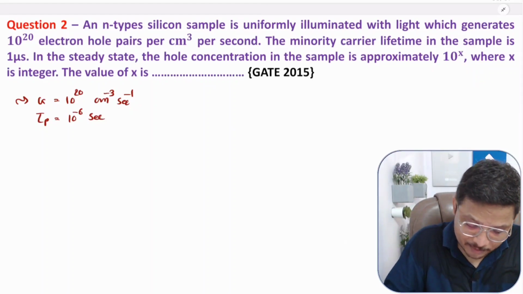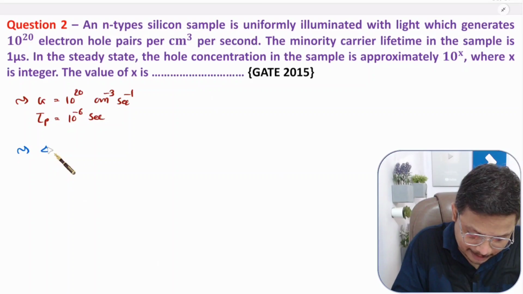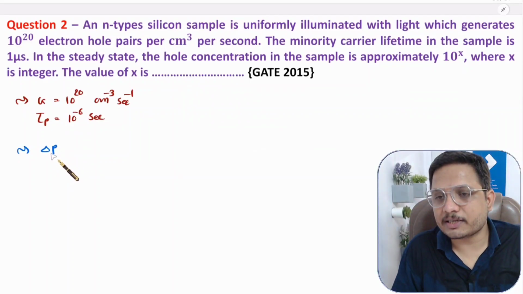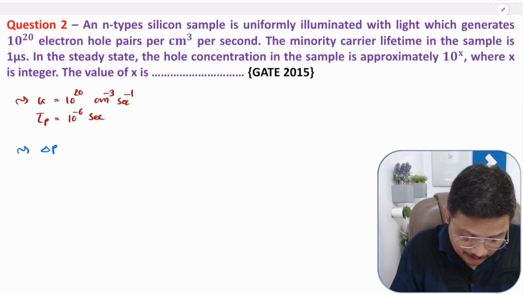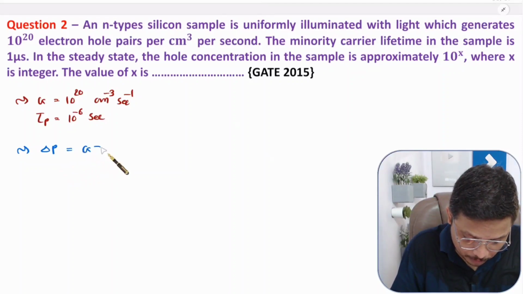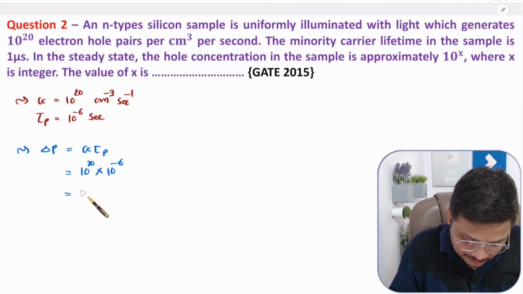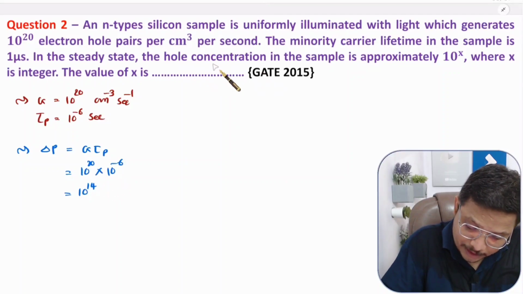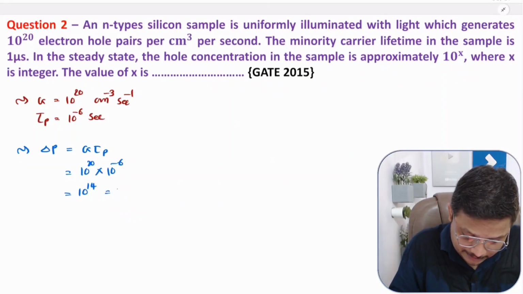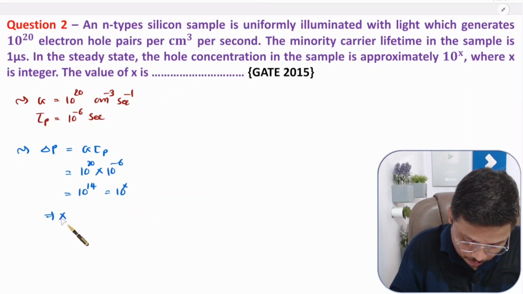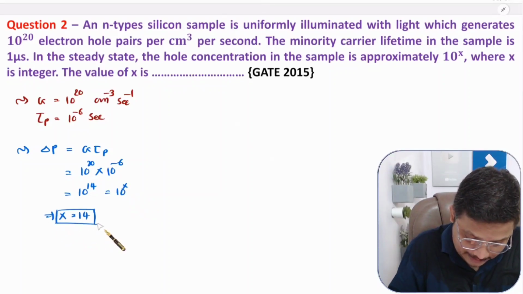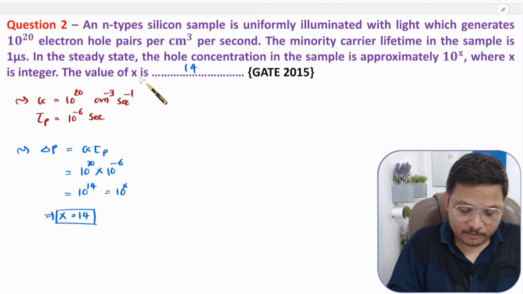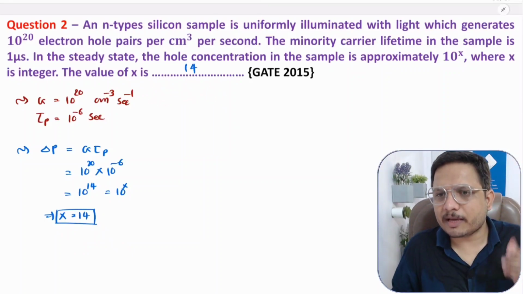So here, as we have discussed, what is the basic calculation? Delta P, which is the concentration generated due to light, is how much? Generation rate into tau p. Here generation rate is 10 to the power 20, tau p is 10 to the power minus 6. If you solve this, this will be 10 to the power 14, right? And it is given as 10 to the power x, so x over here is 14. So our answer will be 14, which is x, right? That is how simply we can solve the questions.